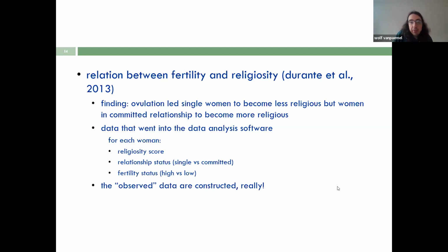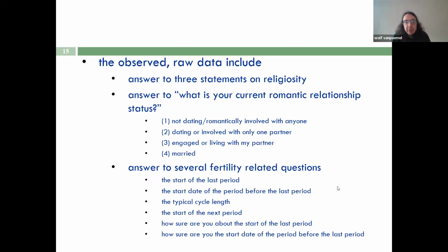However, when you look deeper, and it's not that we try to single out this study, it's something that happens very, very commonly. If you look deeper, these are not the raw observed data. Durante was kind enough, and kudos to her, that she shared all her material and her data, so we could really look at what the real observed data are, and what was really asked from these women. They needed to answer three statements on religiosity. They needed to answer one question about their relationship, and I'll explain a bit later. And then there were several questions about fertility.